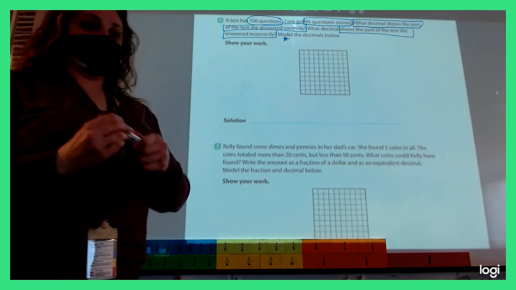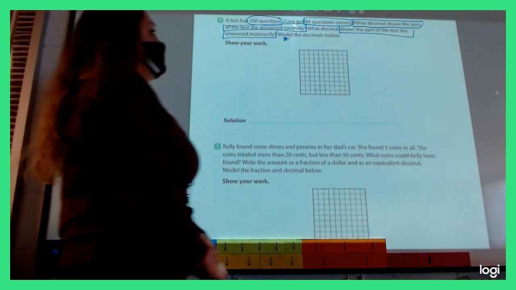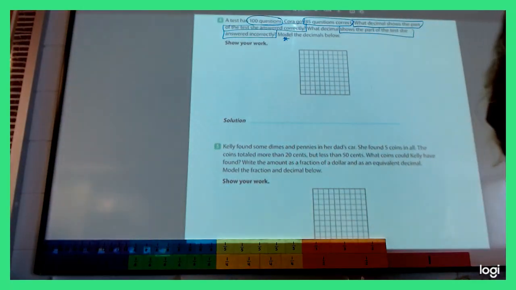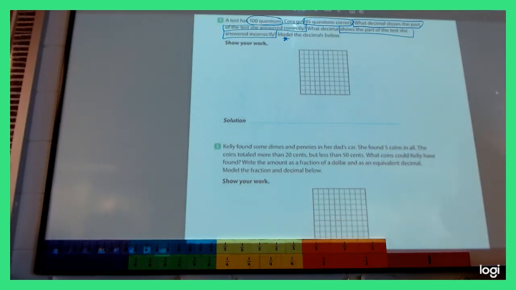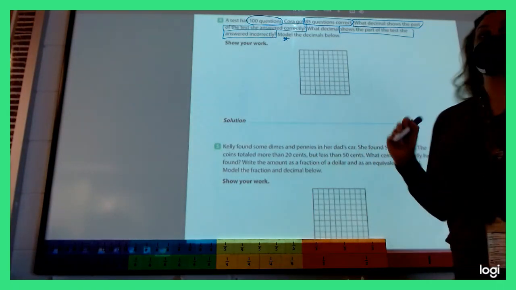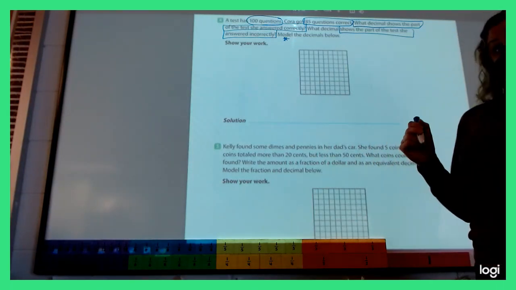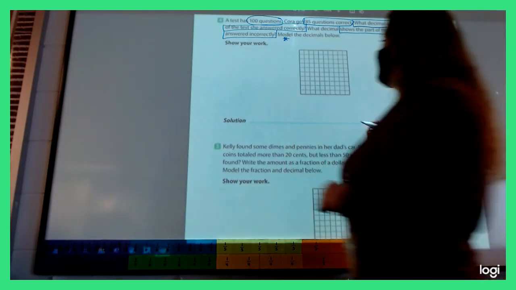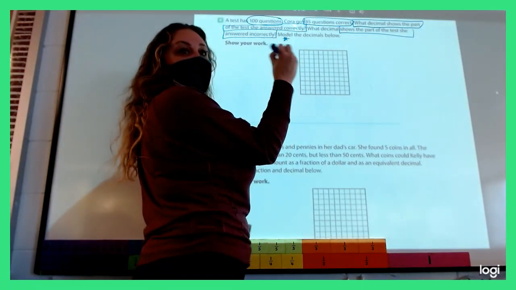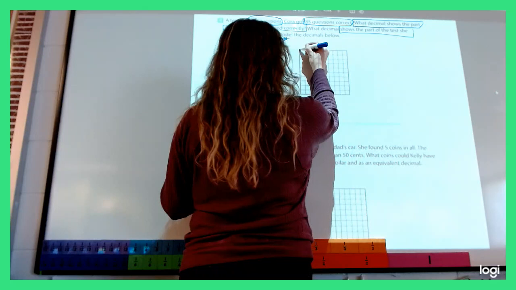All right. So we have 100 questions. She got 85 right, and we've got basically 2 questions to answer, right? First thing, we need to show the decimal that shows the part she got right. So if I have 100 squares here, how many do I need to shade in for her correct answers? Cadence? 85. Now, we do not need to shade 85 individual squares. So box it off, okay?